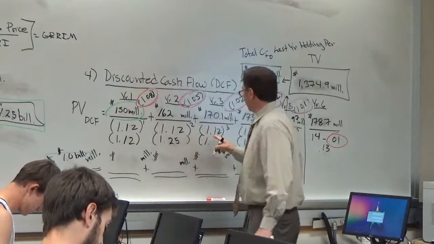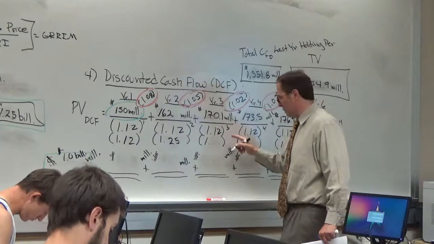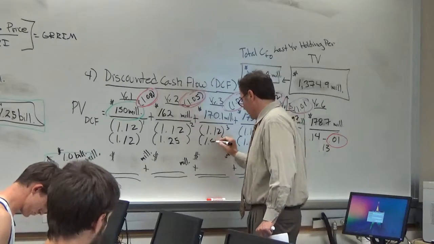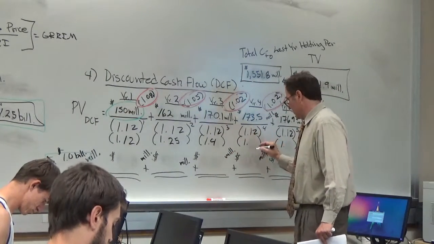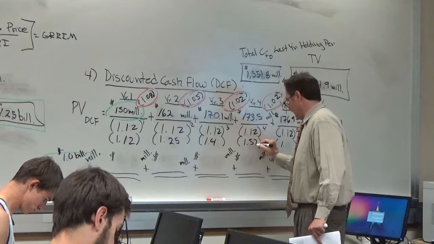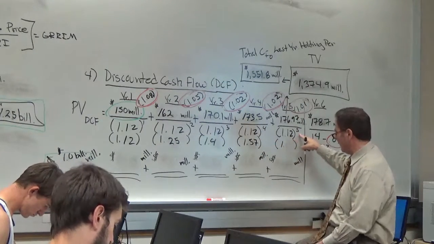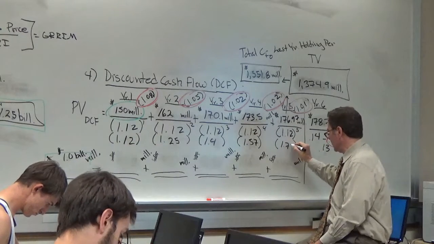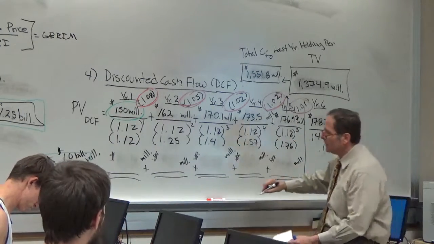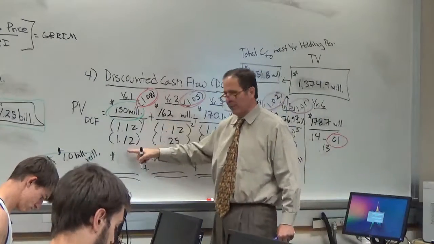1.25. And what's 1.12 cubed? 1.4. 1.12 in the fourth? 1.57. What's 1.12 to the fifth? 1.76. Got it. What's 150 divided by 1.12?